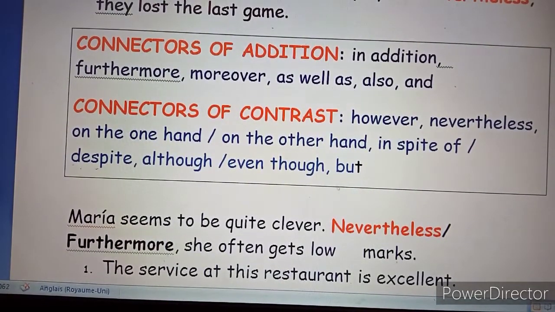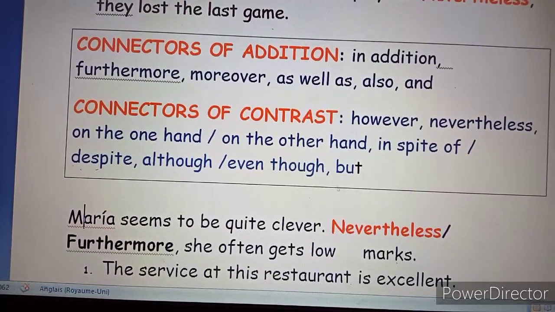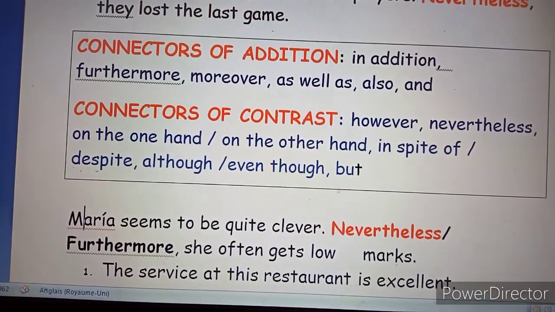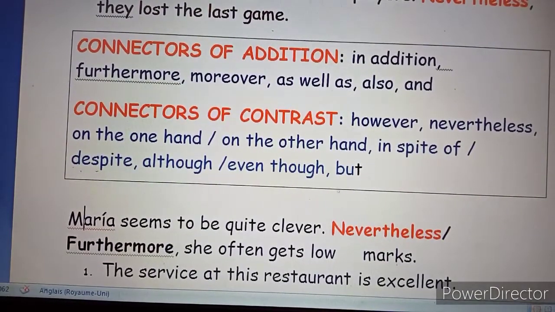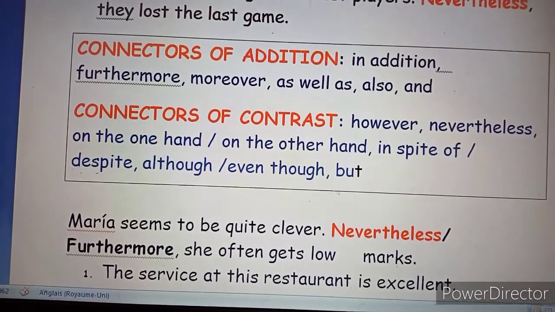However and nevertheless, they have the same meaning. Clear? So, on the one hand, on the other hand means from one side and from another side. In spite of and despite mean in spite of. Although, even though, also mean in spite of. Clear?